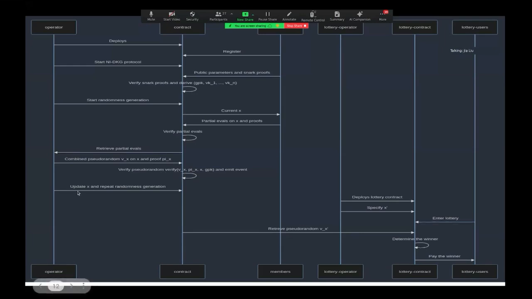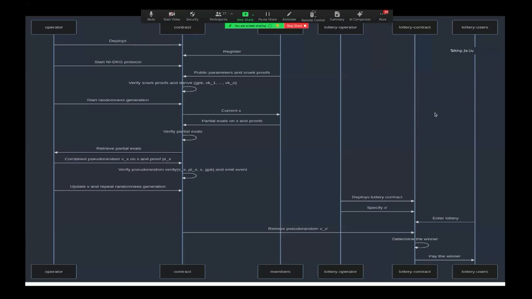And after that, the operator can update the value of X to repeat the randomness generation process. If X is a counter, then this is to increase X by 1. So the lottery application is a very simple example.